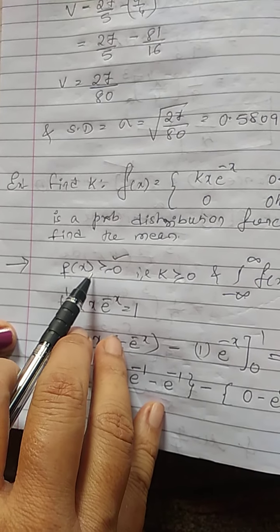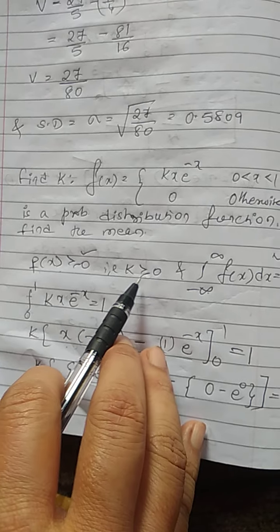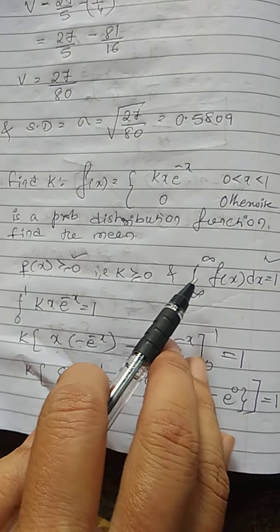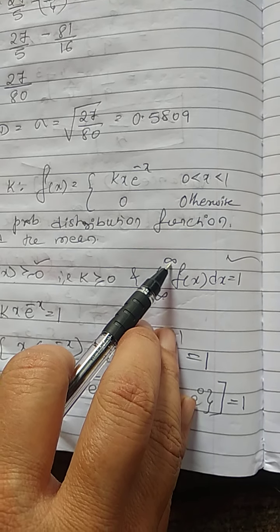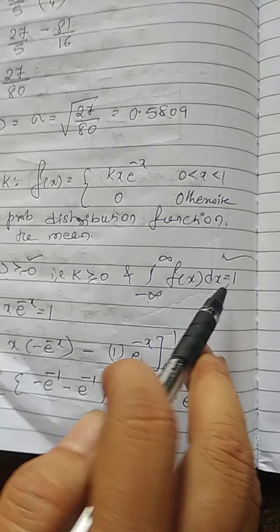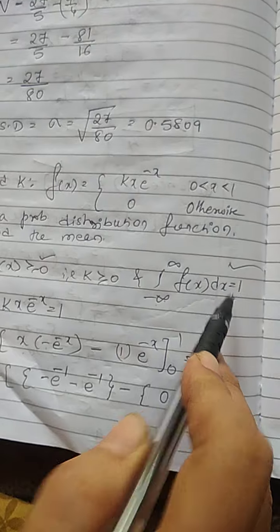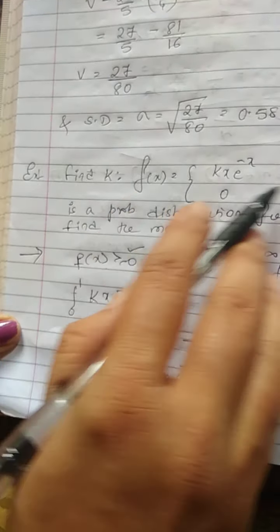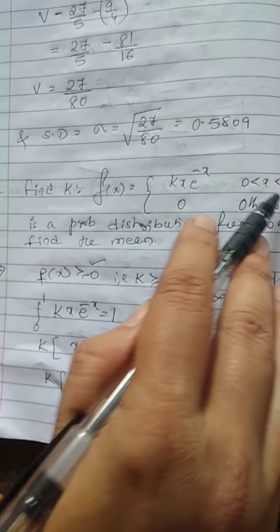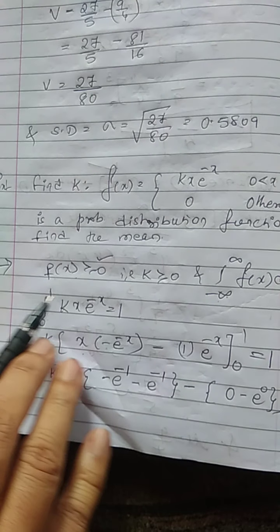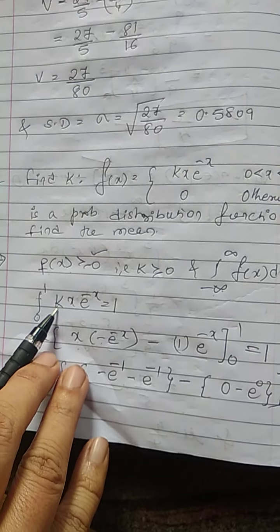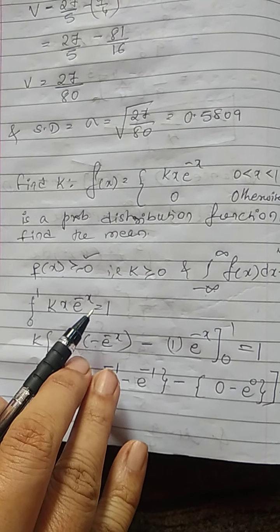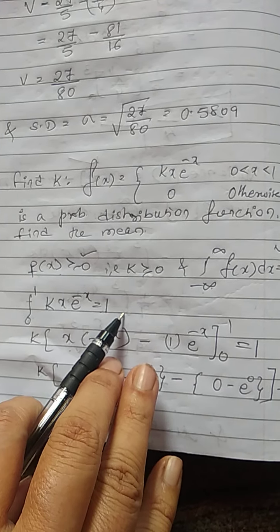So for probability distribution function, it has to satisfy two conditions. First one is f of x is greater than or equal to 0. That is k is greater than or equal to 0. And second condition is integration from minus infinity to plus infinity f of x dx equal to 1. Then limits are here, as we can see here, limits between 0 to 1. So 0 to 1, k into x e raised to minus x. F of x means k x e raised to minus x must be equated to 1.